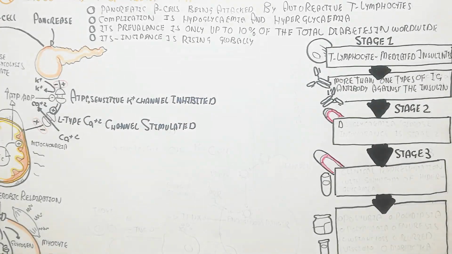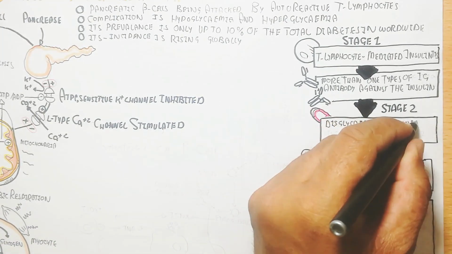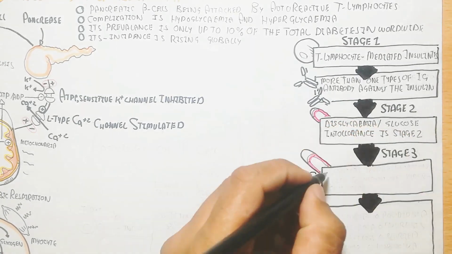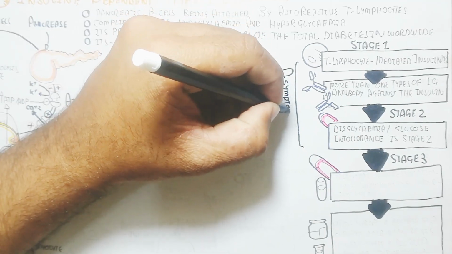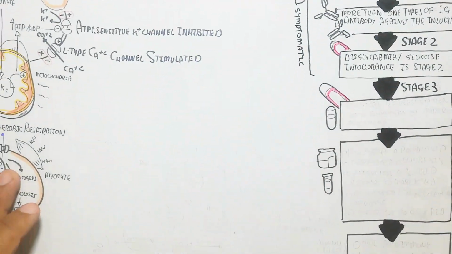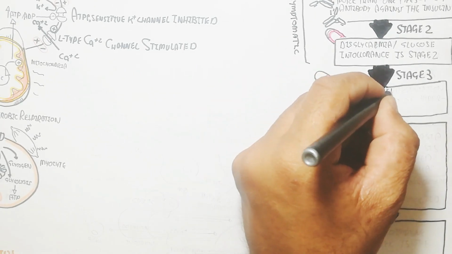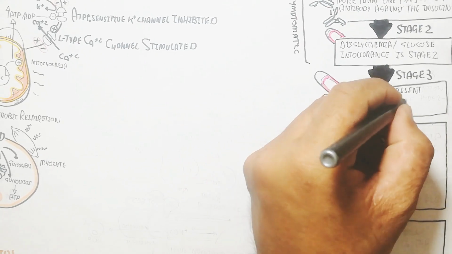Stage 2 involves dysglycemia. Progression of stage 2 leads to dysglycemia. Glucose intolerance is stage 2. In this way, glucose intolerance will occur. Basically it is asymptomatic, while the symptomatic stage is clinically present with symptoms of hyperglycemia.